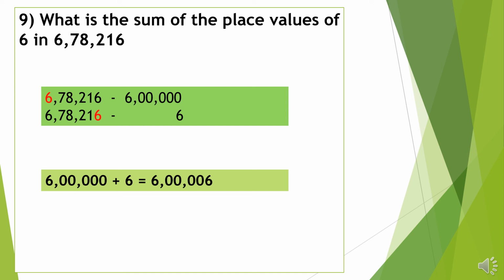When we add 6 lakh plus 6, we are getting 6 lakh 6. So what is the answer? 6 lakh 6. So 6 lakh 6 is the sum of the place values of 6 in 6,78,216. Is it clear to you? Okay.